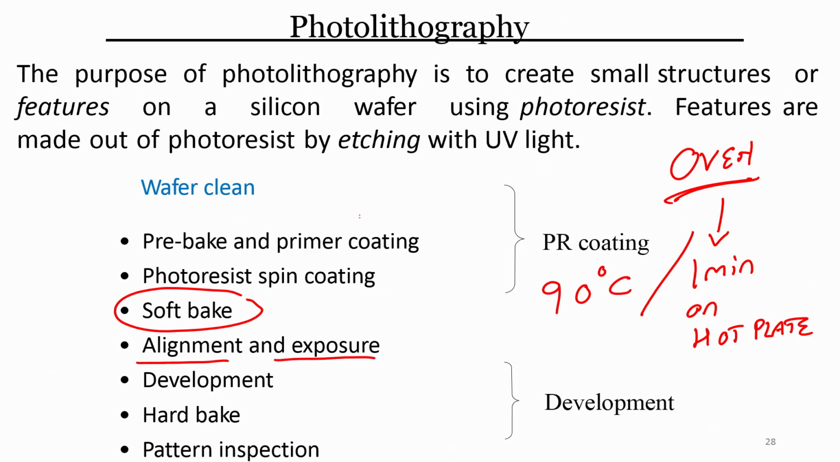So, I have a wafer, I clean the wafer, and then on this wafer I coat a primer. On the primer, of course, I pre-bake it and then coat the primer. On that I will spin coat my photoresist. This is my silicon, this is my primer.